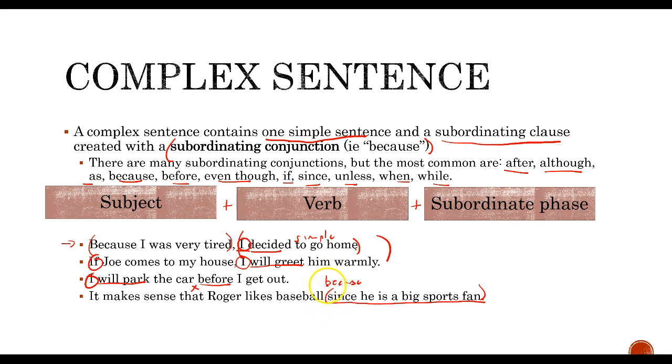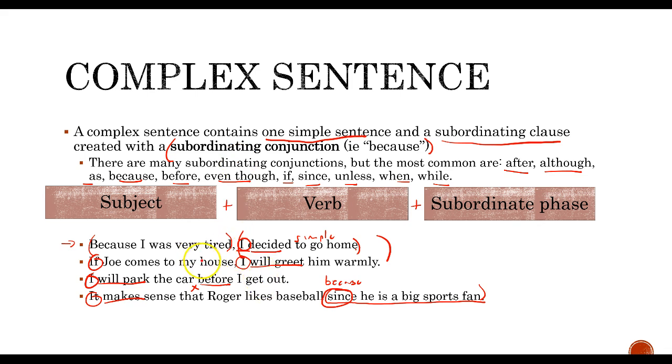So again, here, the subject is it, the verb is makes sense that Roger likes baseball. Then the subordinating word, since he's a big sports fan. "He is a big sports fan" would be a complete idea, but since we have the subordinating word since, it turns it into a subordinate idea. So that's the idea of the complex sentence.